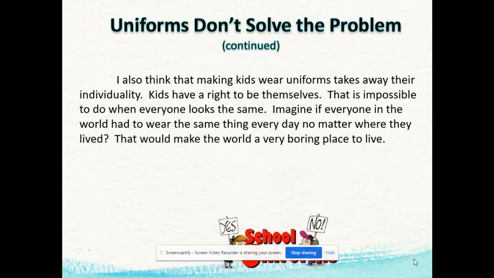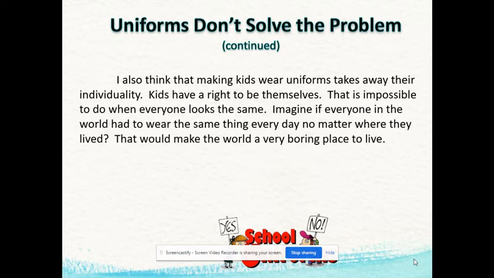I also think that making kids wear uniforms takes away from their individuality. Kids have a right to be themselves. That is impossible to do when everyone looks the same. Imagine if everyone in the world had to wear the same thing every day, no matter where they lived. That would make the world a very boring place.